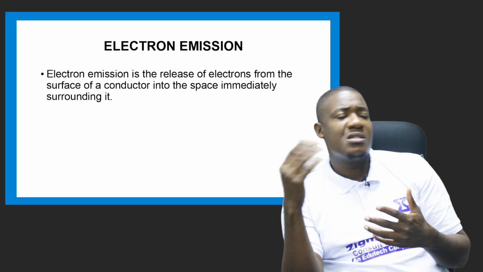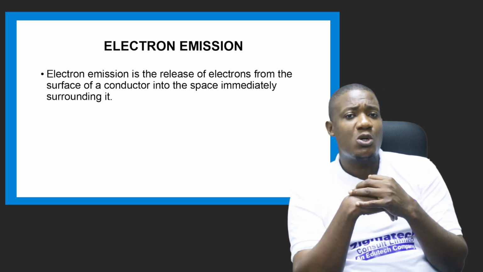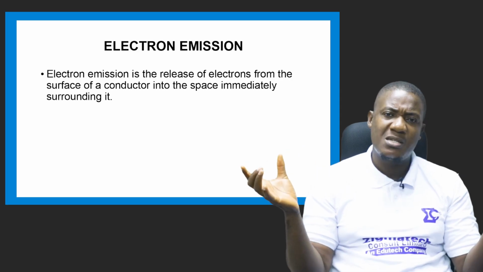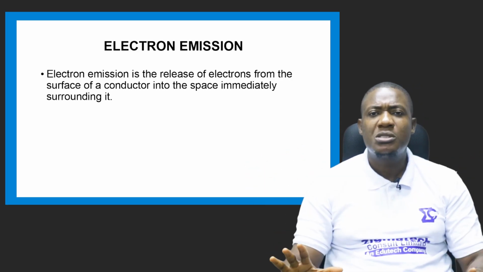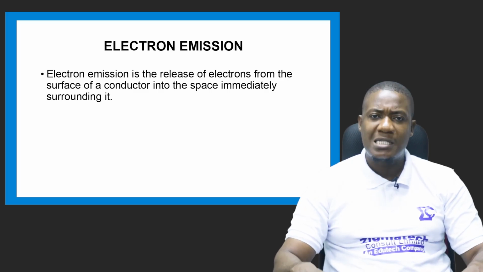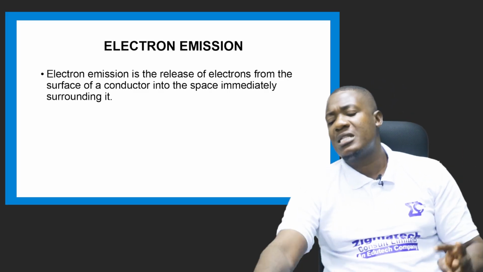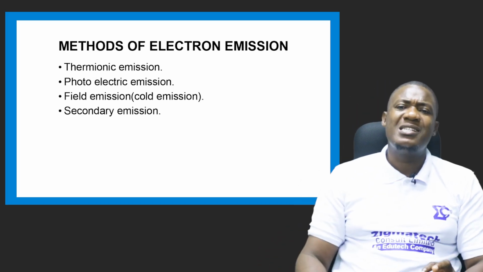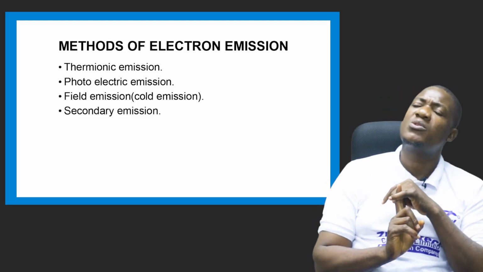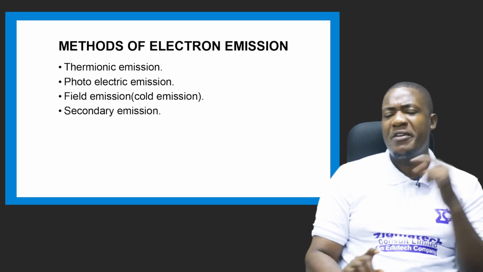Electron emission simply means the release of electrons from the surface of a conductor into the space immediately surrounding it. When this happens, we say electron emission has taken place. This emission can take place in 4 ways. Electrons can be emitted from the surface of a conductor in 4 ways.